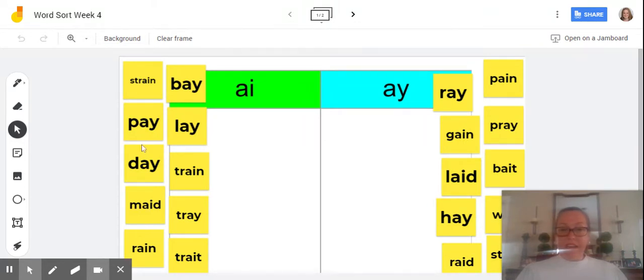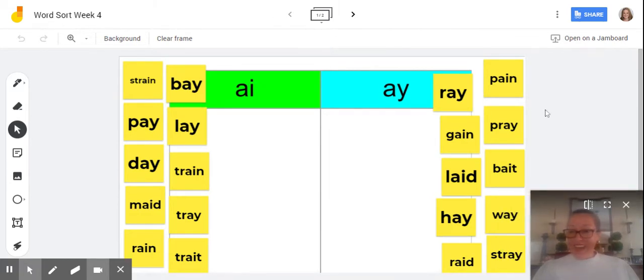Strain, pay, day, made, rain, bay, lay, train, tray, trait. Let me move myself over here perhaps. It won't let me move my picture. I'm afraid to do anything. Okay: ray, gain, laid, hay, raid, pain, pray, bait, and behind here is way and stray. That's what I needed to do, just drag the corner. Those are our words today.